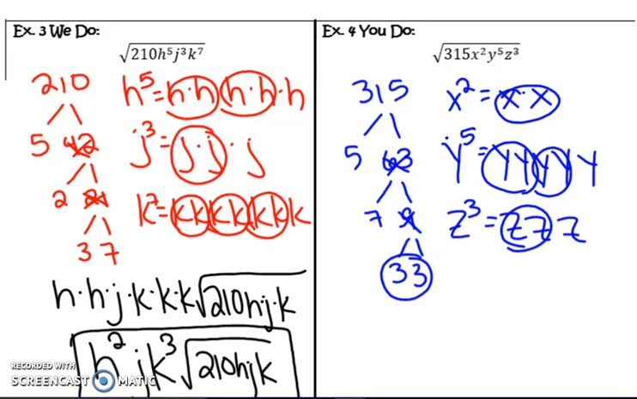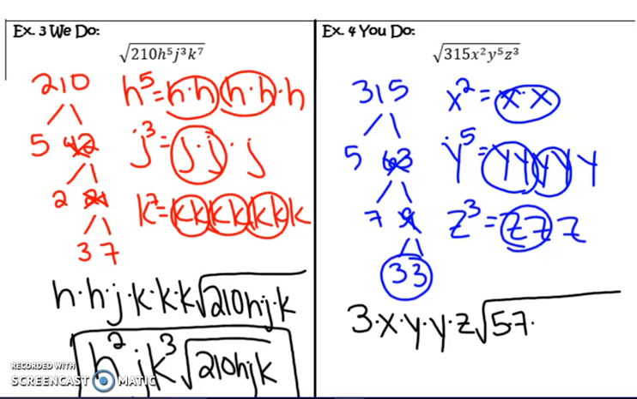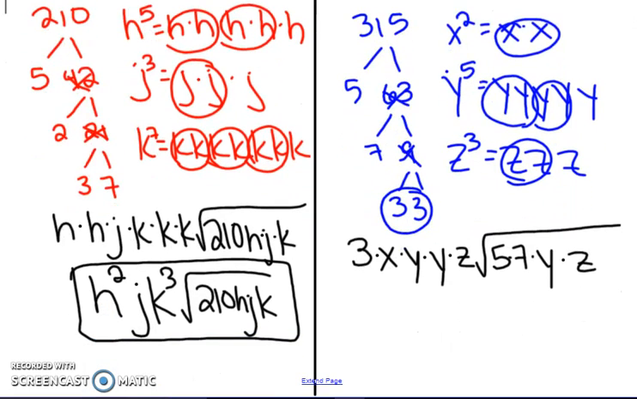Now, pairs go on the outside, so I have 3 times x times 2 y's and times z. And everything else is on the inside, so I have 5 times 7. I don't have any x's left over, but I do have a y and a z. If you don't have any left over, don't put it there. There's no extra x's that aren't in pairs. They don't go underneath the radical.